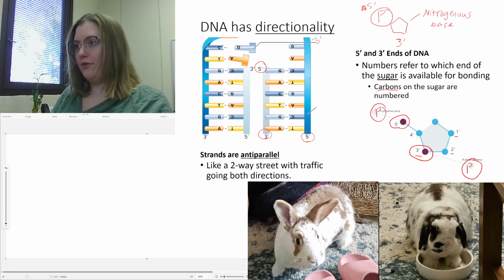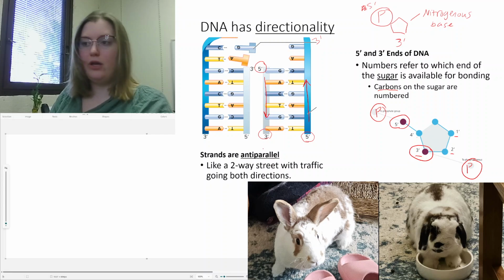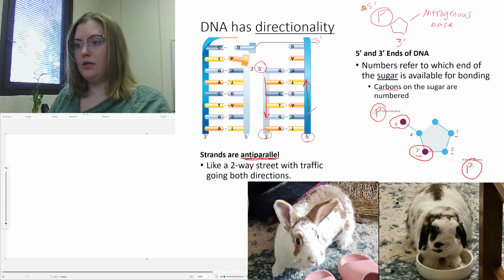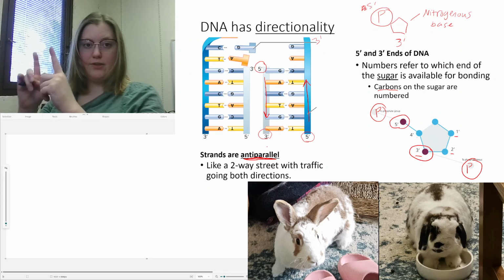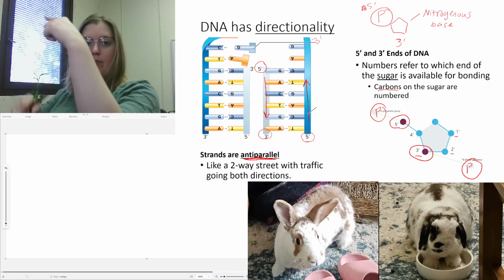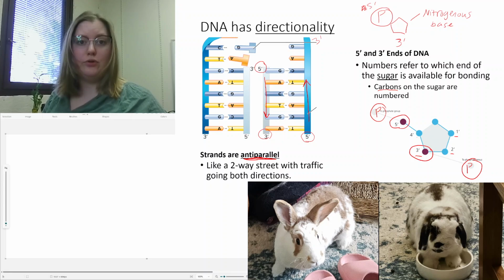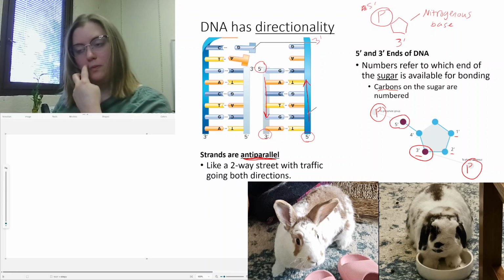So our 5' and 3' on one strand is going this way, and then our 5' and 3' in the other strand is going that way. And this trait is called anti-parallel, okay? So they're both running along the same line, but the traffic is going in two directions, okay?